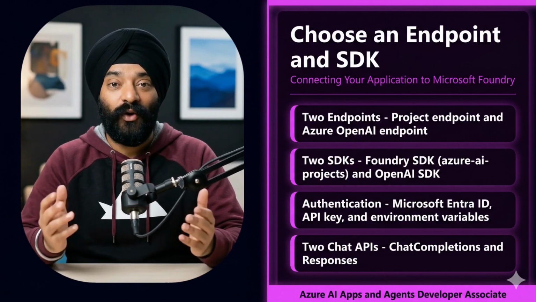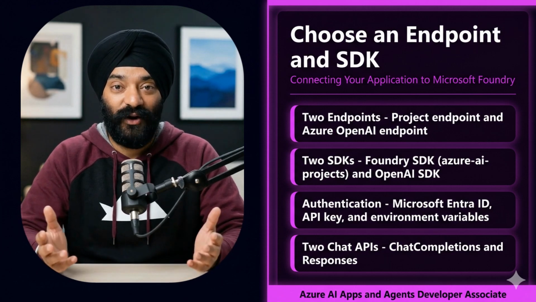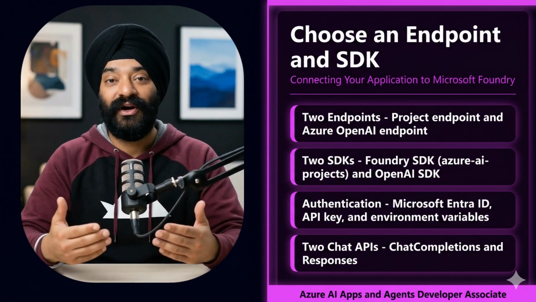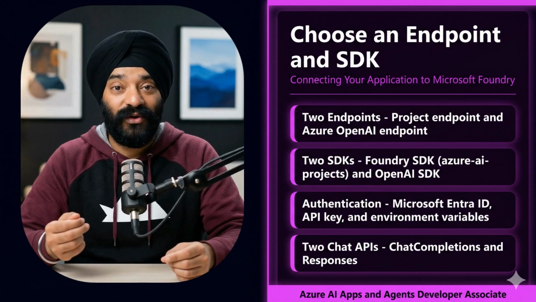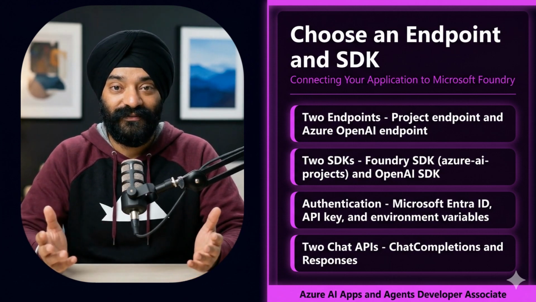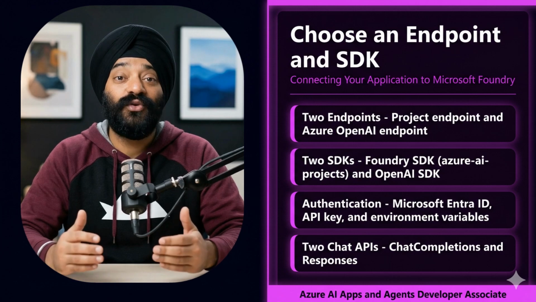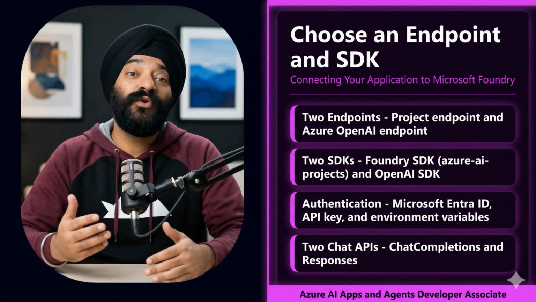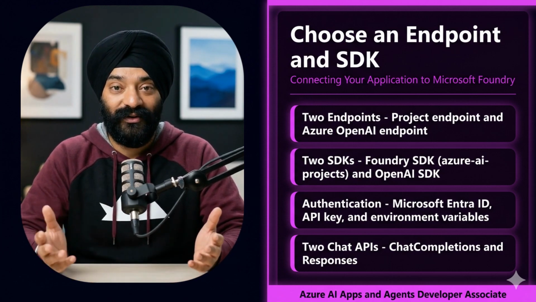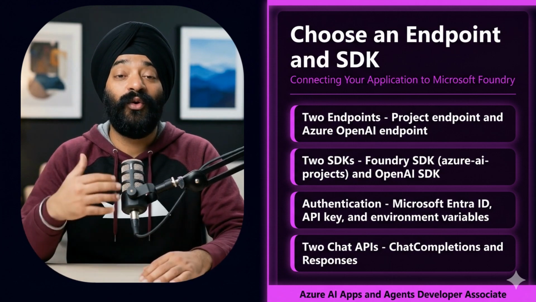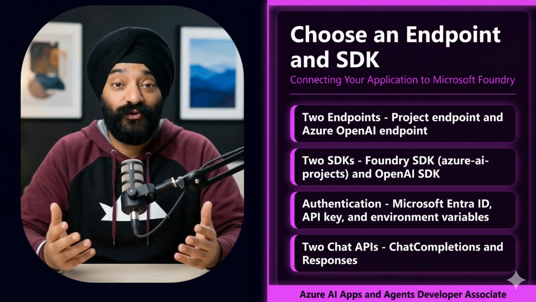In this video, we are covering a foundational topic that sits right at the heart of building generative AI applications with Microsoft Foundry. How to choose the right endpoint and SDK for your project. Before you write a single line of application code, you need to understand the options available to you. Microsoft Foundry gives you two endpoints and two different SDKs, each suited to different scenarios. You also need to understand your authentication options and the two chat APIs you can use to talk to models. By the end of this video, you will know exactly how each of those pieces fits together and, more importantly, when to use which one.